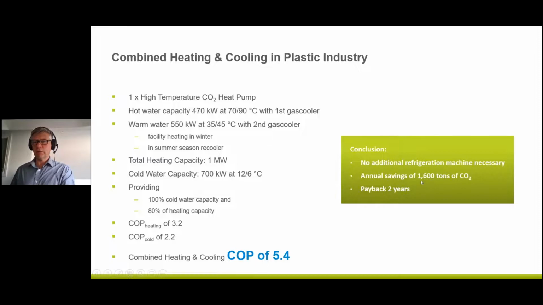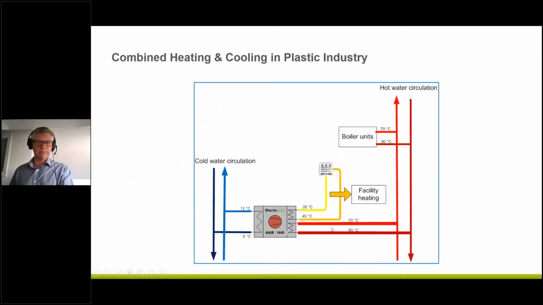So no additional refrigeration machine was required. Saves 1,600 tons of CO2. So it's quite impressive there as well. Most systems are pumping CO2 into the environment and this is actually saving it. And a payback then of 2 years. This is the schematic of same. So your chilled cold water side or source and the sink. And this was showing here. So these are used for facility heating and that's going into the hot water system.